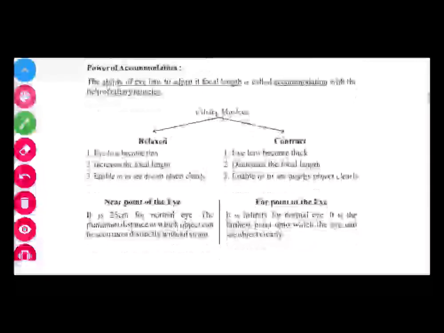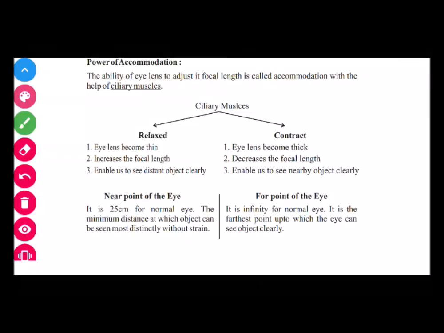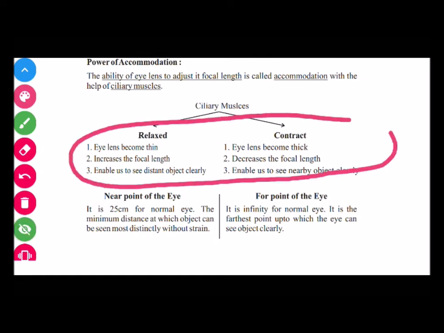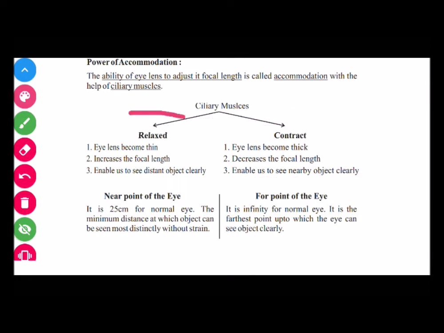You know the speciality of the human eye? It is the power of accommodation. It is the ability of the eye lens to adjust its focal length so that we can see the nearby and distant objects clearly. And both are given over here. You read that clearly. See, for the case of relaxed vision, the eye lens becomes thin and it increases its focal length and we can see the distant objects clearly.